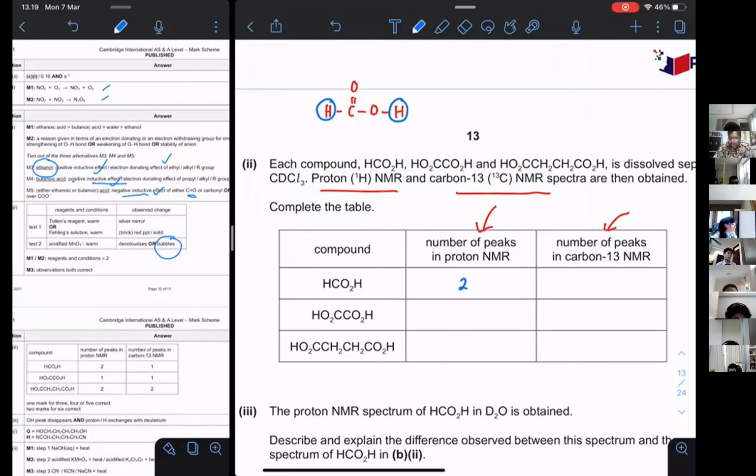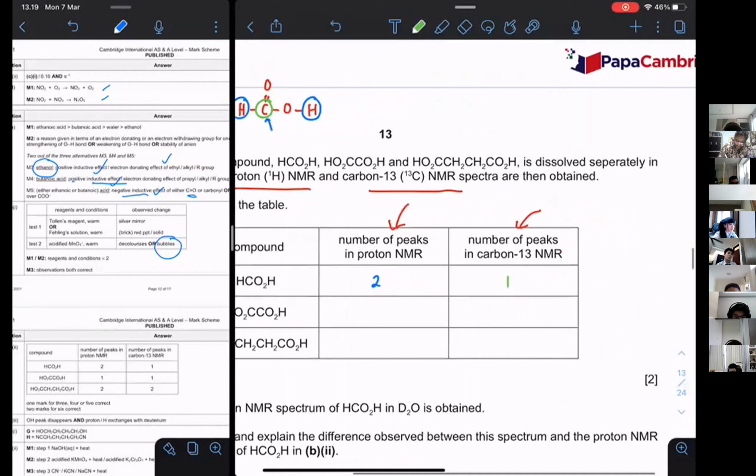Okay, let's look at carbon-13. There is only one carbon, so of course one. So I'll just put only one peak. And let's go on to HOOC-COOH.